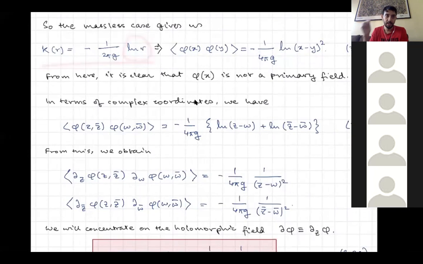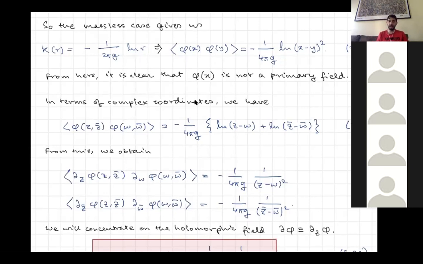Okay, so this is because you're in 2 dimensions that you get this log of r. And so what you get at the end of the day is that the two-point function of phi(x) and phi(y) is given by log of (x minus y) squared.